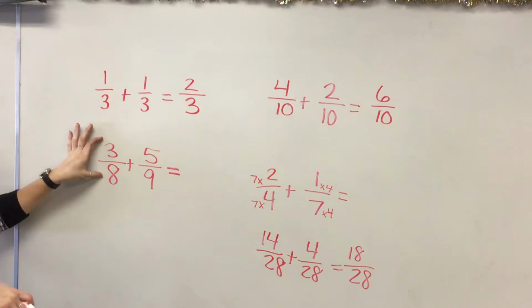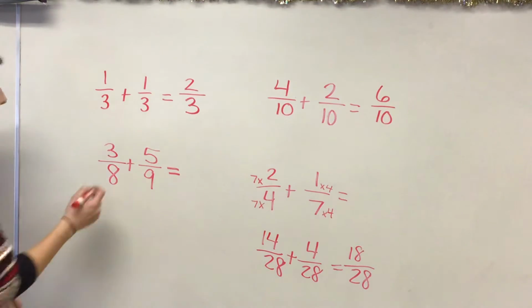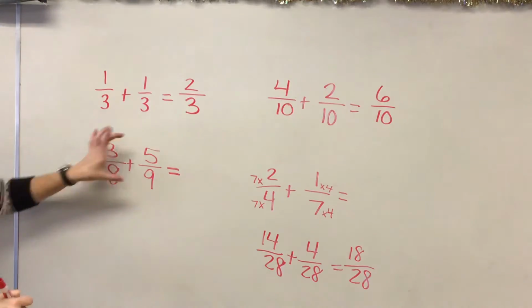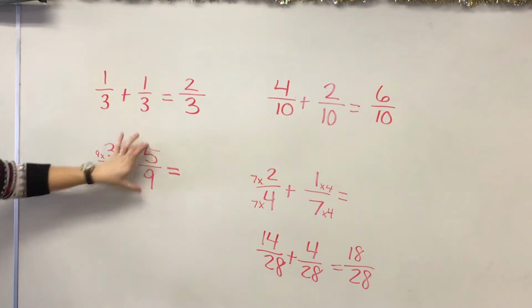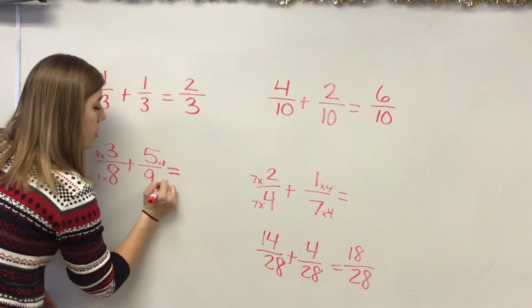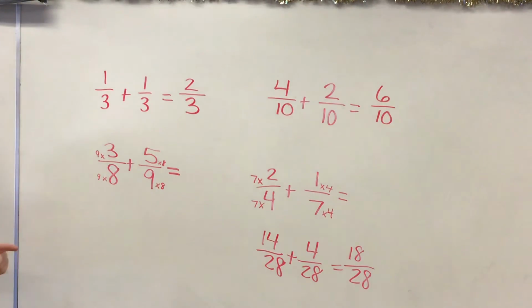3/8, I'm going to multiply it by the denominator of the other fraction, 9. Top and bottom, whatever you do to the top, you have to do to the bottom. The 5/9, I'm going to multiply it by the denominator from this fraction, times 8. Whatever you do to the top, you have to do to the bottom. Now I'm going to solve.